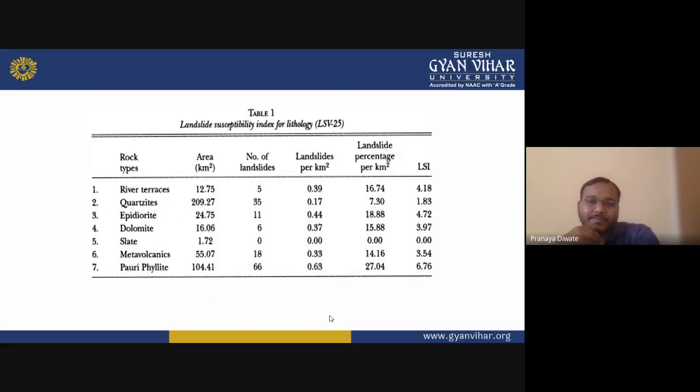Then you have a landslide susceptibility index for lithology. You can see different columns: the first is the rock type, the second is the area, the third is the number of landslides, and the fourth is landslides per square kilometer, landslide percentage per square kilometer, and the LSI, landslide susceptibility index. For the LSI, you need different kinds of data sets. This is the rock type and this is the landslide percentage.